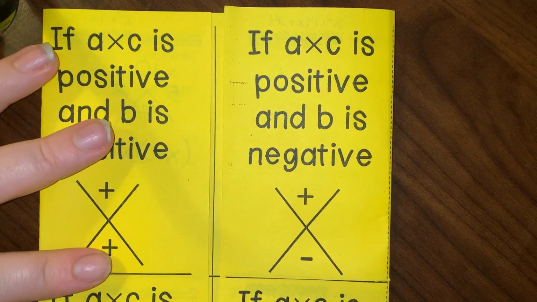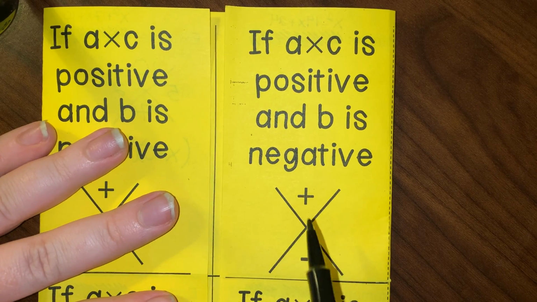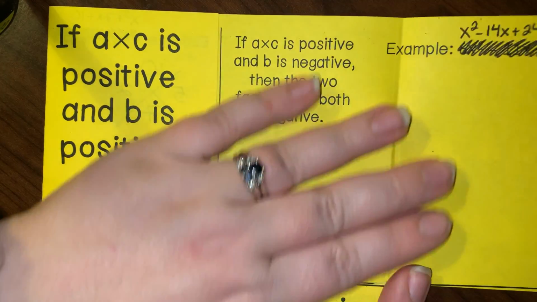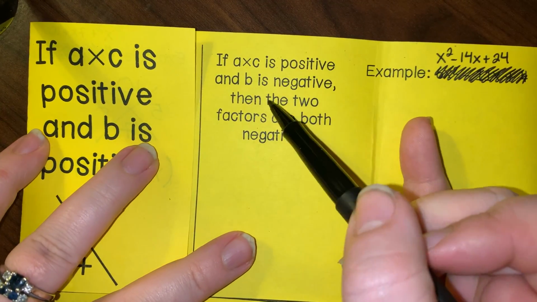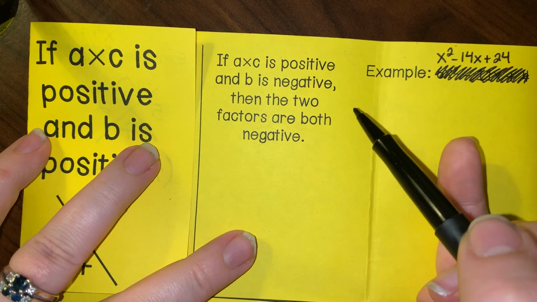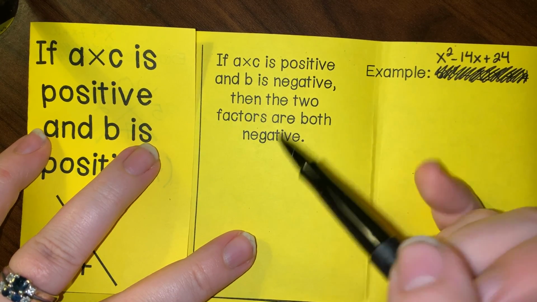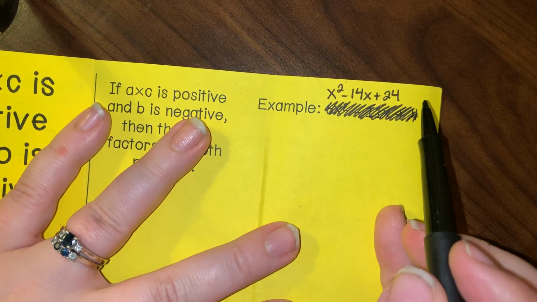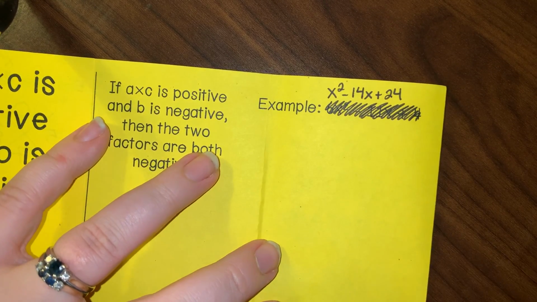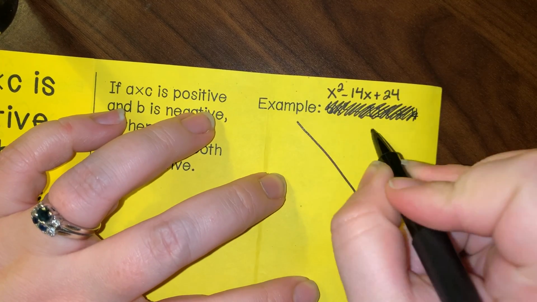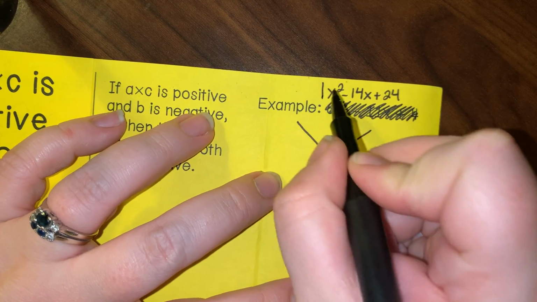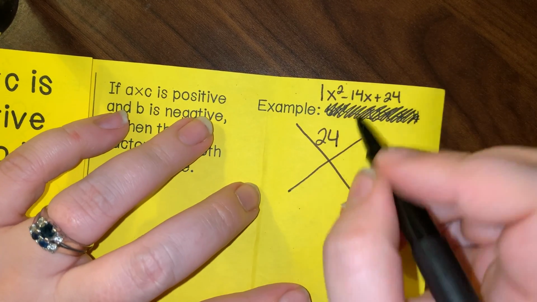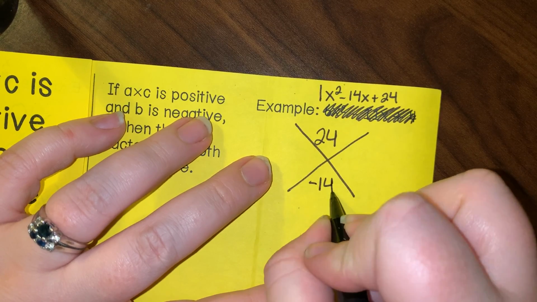So if A times C is positive but B is negative, you need to determine the signs of these two factors. So again, if A times C is positive and B is negative, then both of those two factors are negative. So for example, again, cross out the example you're given, write this one: x squared minus 14x plus 24. A times C goes here, so 1 times 24 is 24, and then my B value is a negative 14.